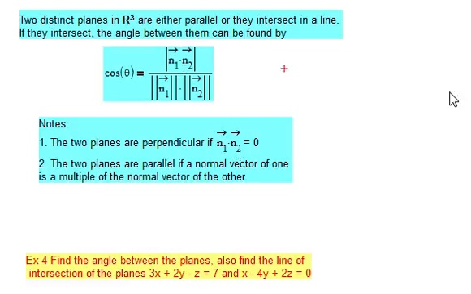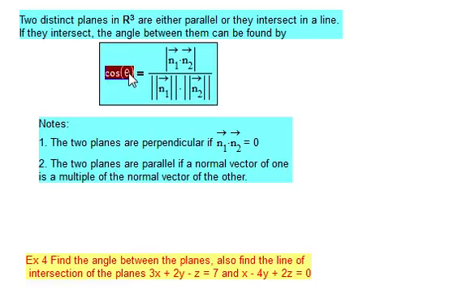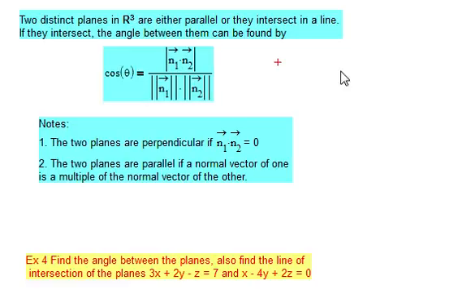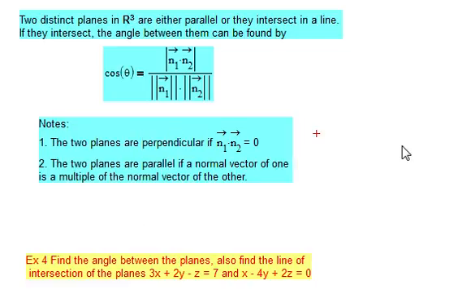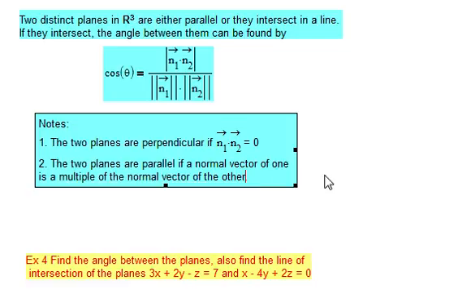Now, why would that be? Because the cosine of the angle between the planes is 0, means the angle between those planes is pi over 2, and that's what you call perpendicular. Okay, so the two planes are parallel if a normal vector of one is a multiple of a normal vector of the other. Of course, that's what it means.